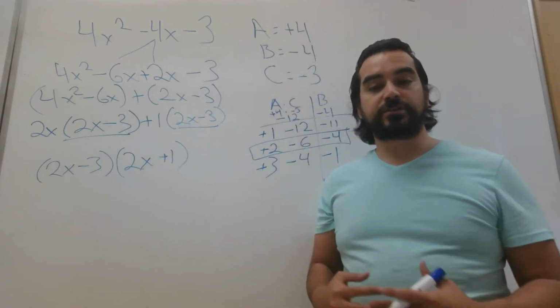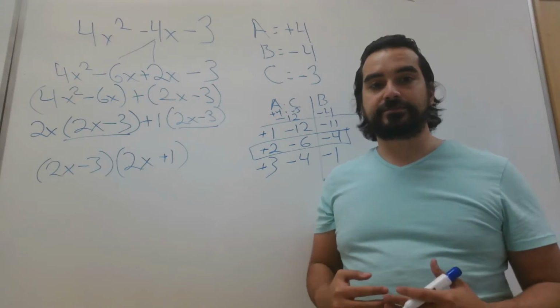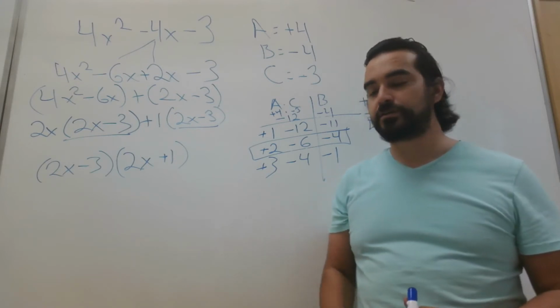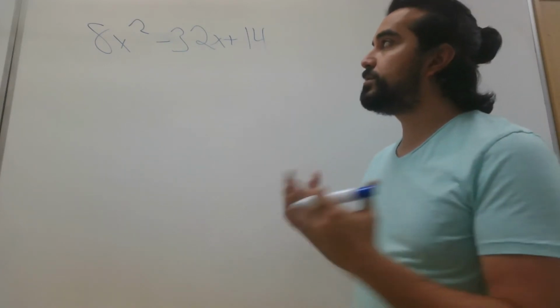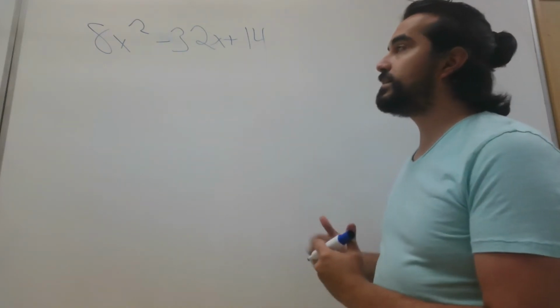Now we learn how to factor trinomial by grouping when b is negative. Let's go ahead and try one more. All right. Now we have a trinomial of 8x squared minus 32x plus 14.